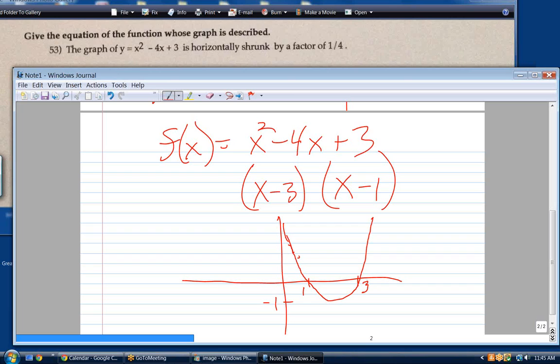Okay, so if we horizontally shrink that by a factor of 1/4, does this parabola get narrower or fatter? Fatter? No. In other words, this is what I was originally referring to as a horizontal shrink by a factor of 4. So it gets narrower. Okay. By 1/4.